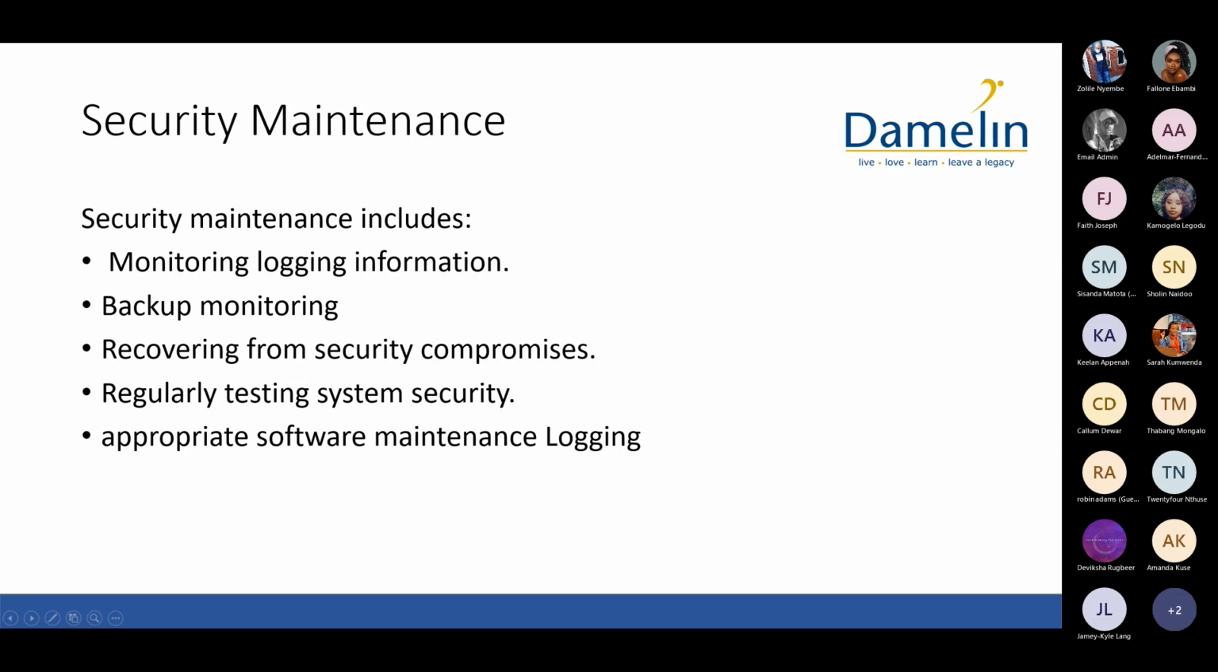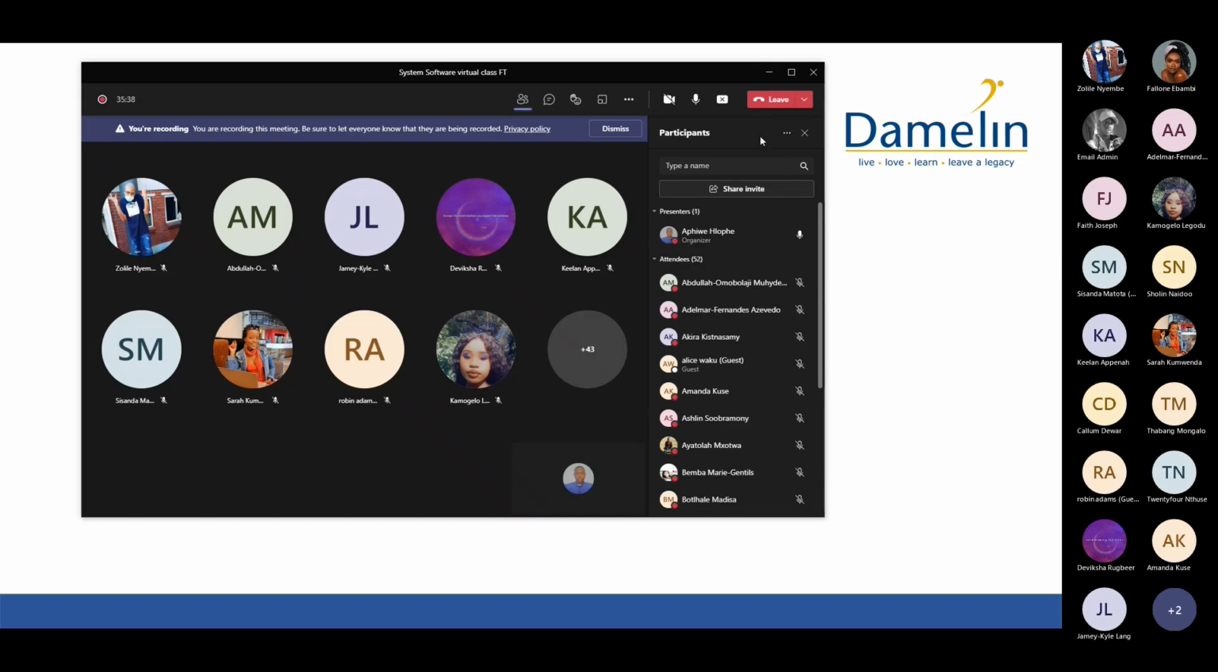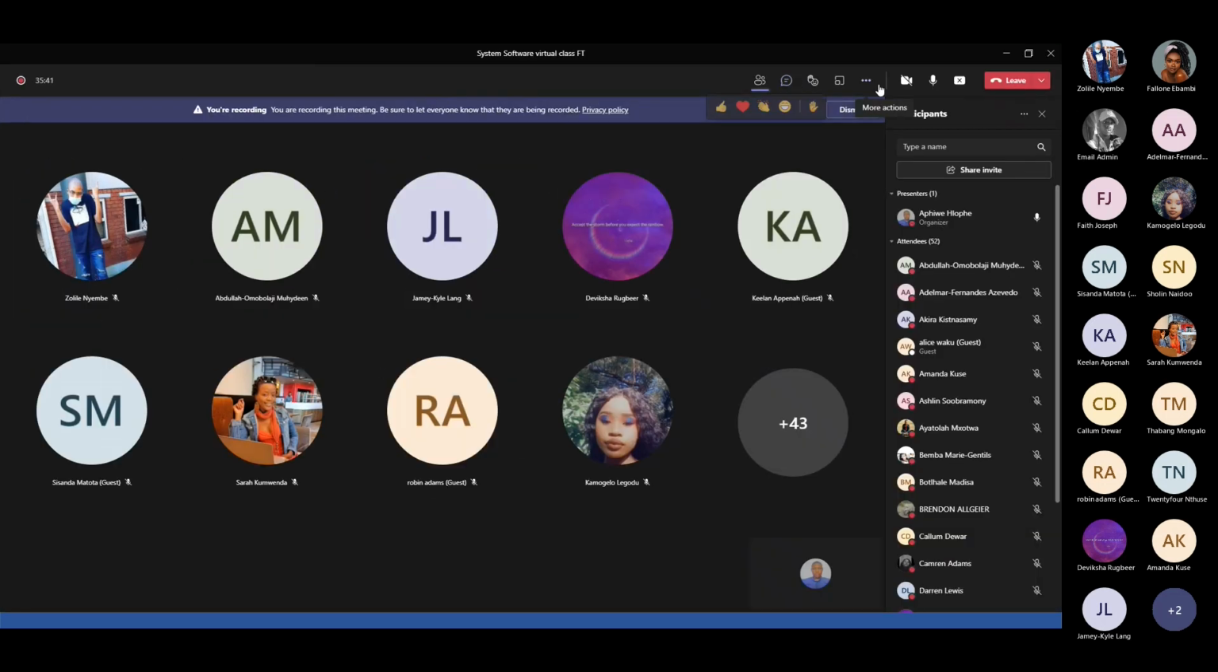Okay, so that is Unit 9 covering operating system security. Are there any questions regarding the study unit?